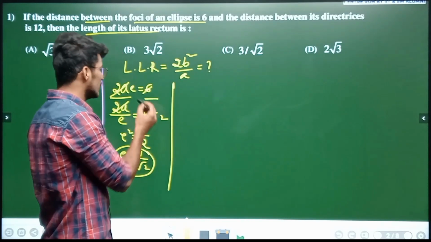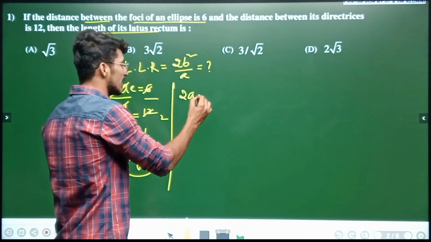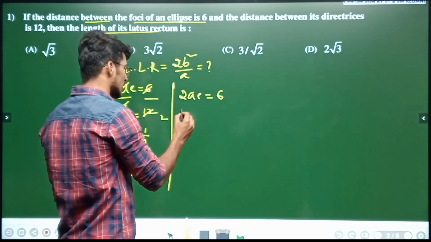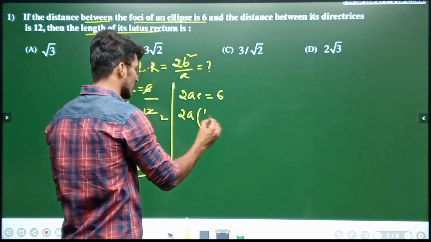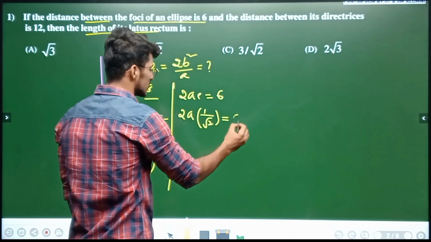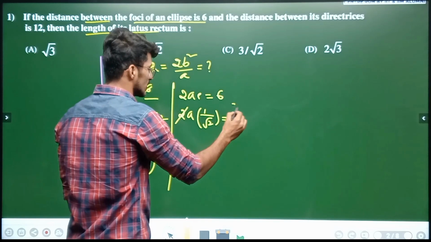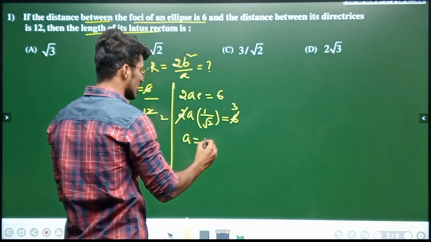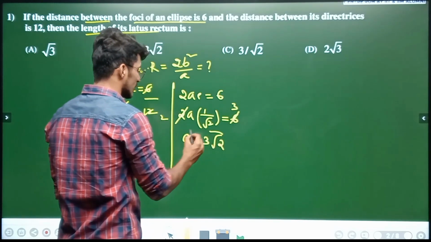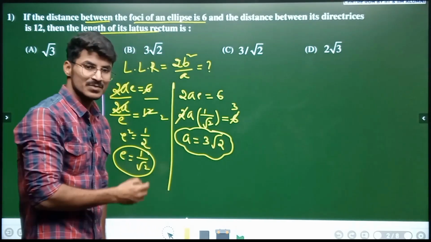Now I know that 2ae is going to be 6. With e equal to 1 by root 2, 2a into 1 by root 2 is equal to 6. So 2 ones are 2, 2 threes are 6. So a is going to be 3 times root 2. This is my a value.